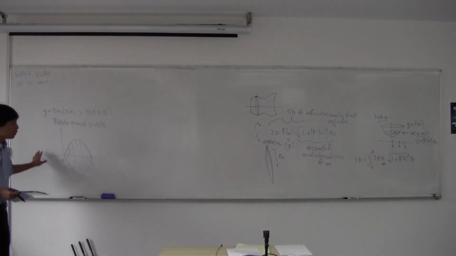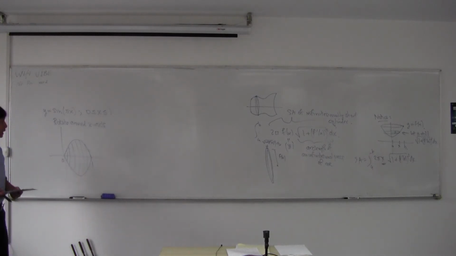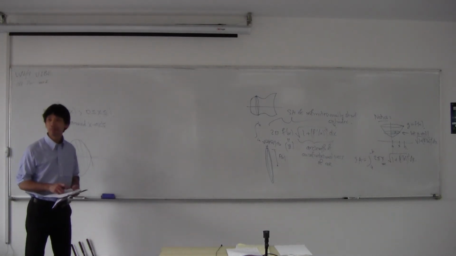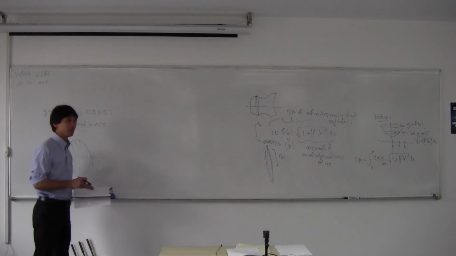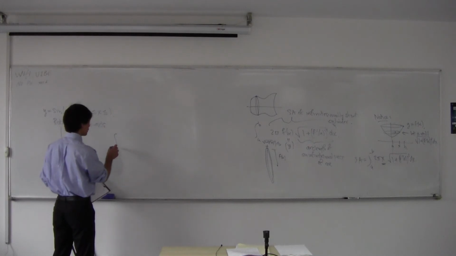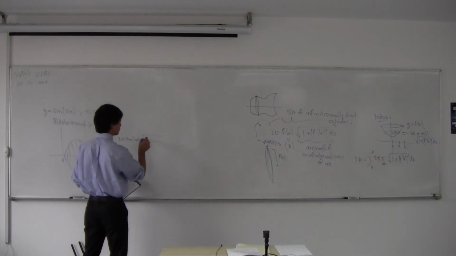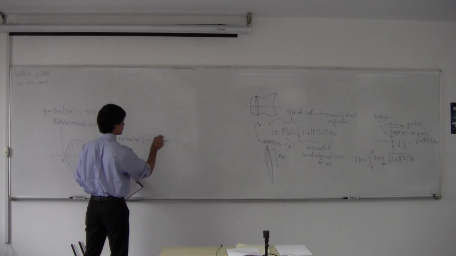Okay, who can tell me what it is? This should be completely easy. Sri Chencheng, how about you? The surface area is the integral from 0 to 1 of 2 pi sine pi x times the square root of 1 minus cosine squared pi x dx.